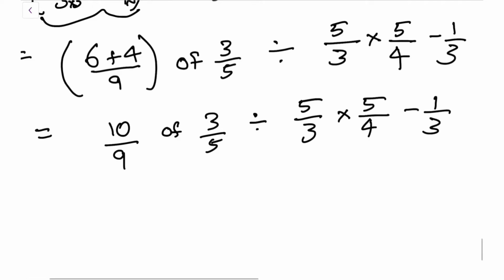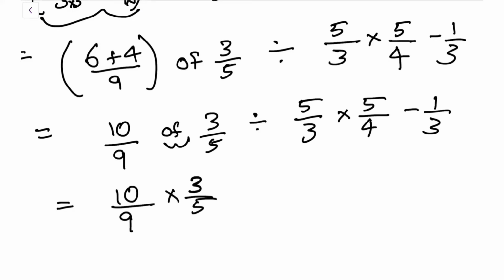Have you observed we are not solving any other part of the problem? We only did the brackets. Once we are done with that, let's go to step 2 where you solve of. O, that's of. Of is multiplication. So let's do that. 10 by 9 into 3 by 5 divided by 5 by 3 into 5 by 4 minus 1 by 3. Everything else is kept as it is.